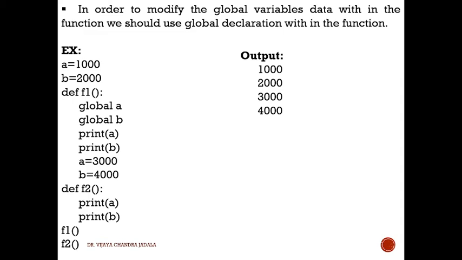a global declaration within the function. That is, a equal to 1000, b equal to 2000, def f, global a, global b, print a, print b, a equal to 3. So that means there are two functions. The output will be, let's see, the first global a, whatever the value, a is 1000, b is 2000, then print a. So the values will be printed. Again here def f2, the values will become 3000 and 4000. So the output will be 1000, 2000, 3000 and 4000.